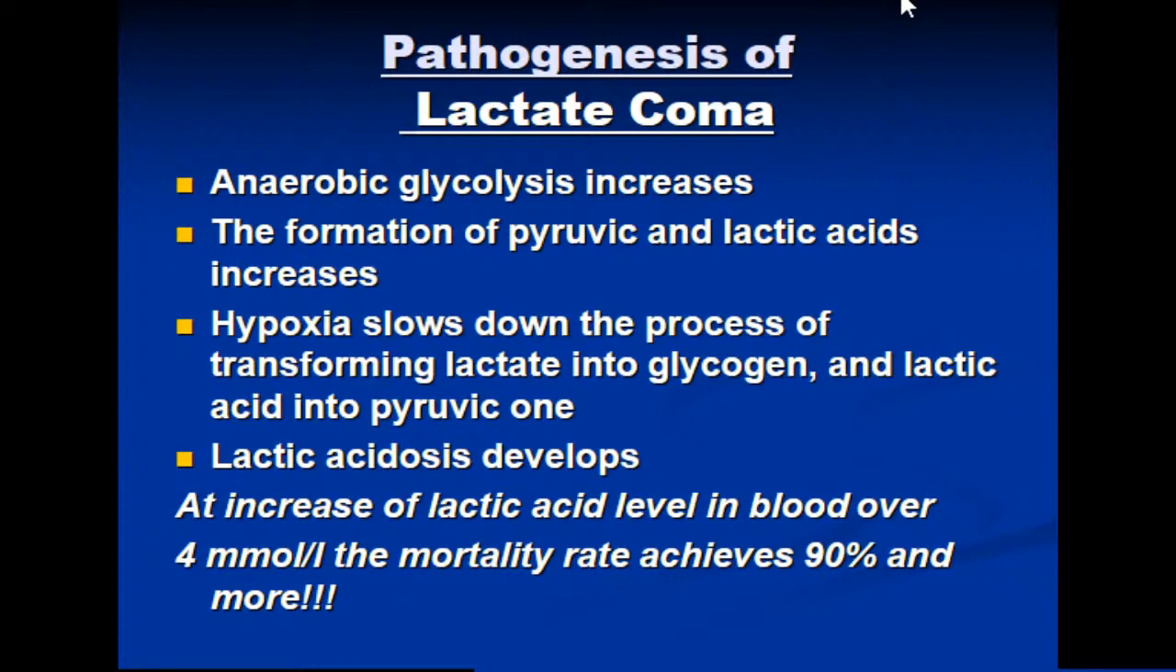Pathogenesis. Anaerobic glycolysis increases. The formation of pyruvic and lactic acids increases. Hypoxia slows down the process of transforming lactate into glycogen and lactic acid into pyruvic acid. Lactic acidosis develops at increase of lactic acid level in blood over 4 millimole per liter. The mortality rate exceeds 90% and more.